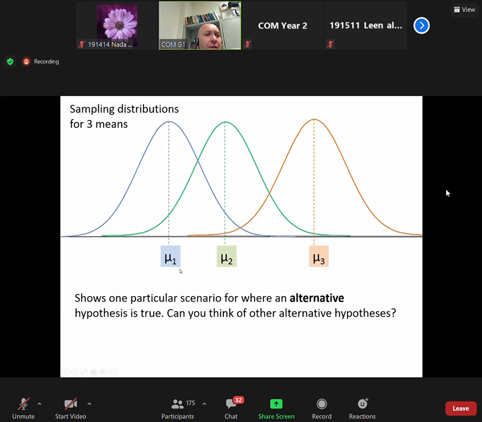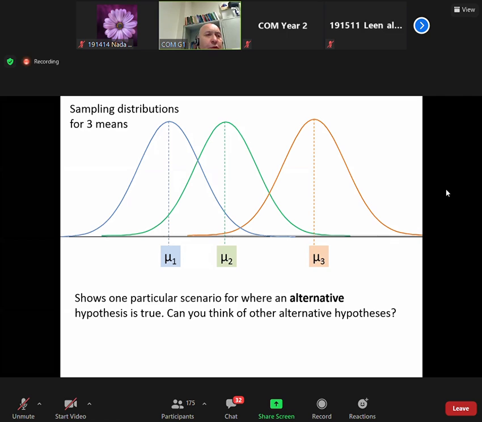You can see that they are in different places on this axis, going from low to high. So can you think of any more? If we just had 2 means, we would say, okay, mu1 is less than mu2. An alternative would be mu1 is greater than mu2. Okay, those would be the alternatives. There are only 2 alternative hypotheses.